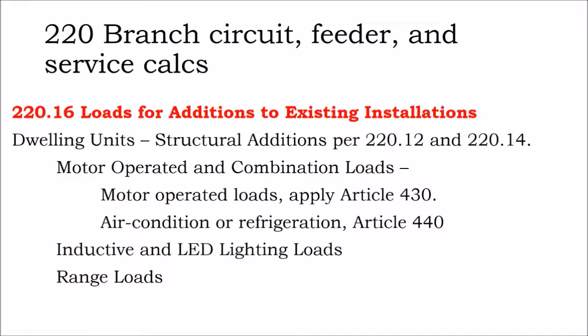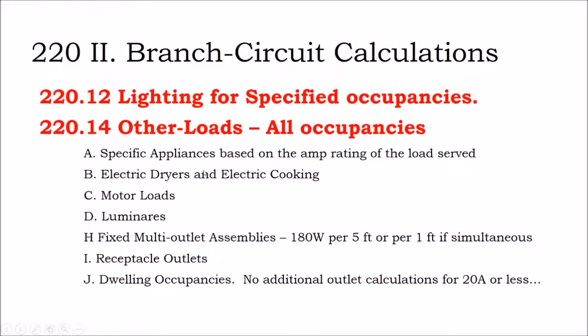If you're adding on a section of a building to an existing installation, you may have different requirements than new construction. What's the minimum circuit size that you have to allow for a dryer or for an outlet?